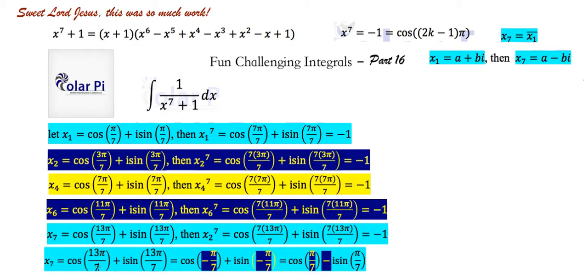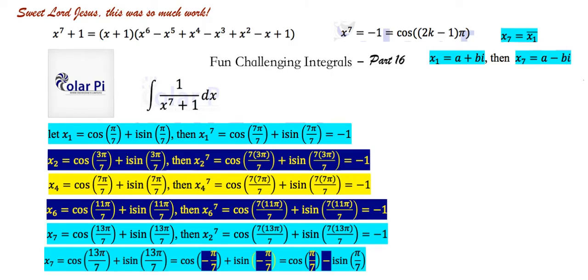And then you will see that because cosine is an even function, this could be replaced by cosine of just pi over 7. And because sine is an odd function, we know sine of negative x is the same as negative sine x. So then x7 is this guy here, which is exactly the conjugate of x1. And similarly, you can demonstrate that x2 and x6 are conjugates, or you could just believe my color coding.